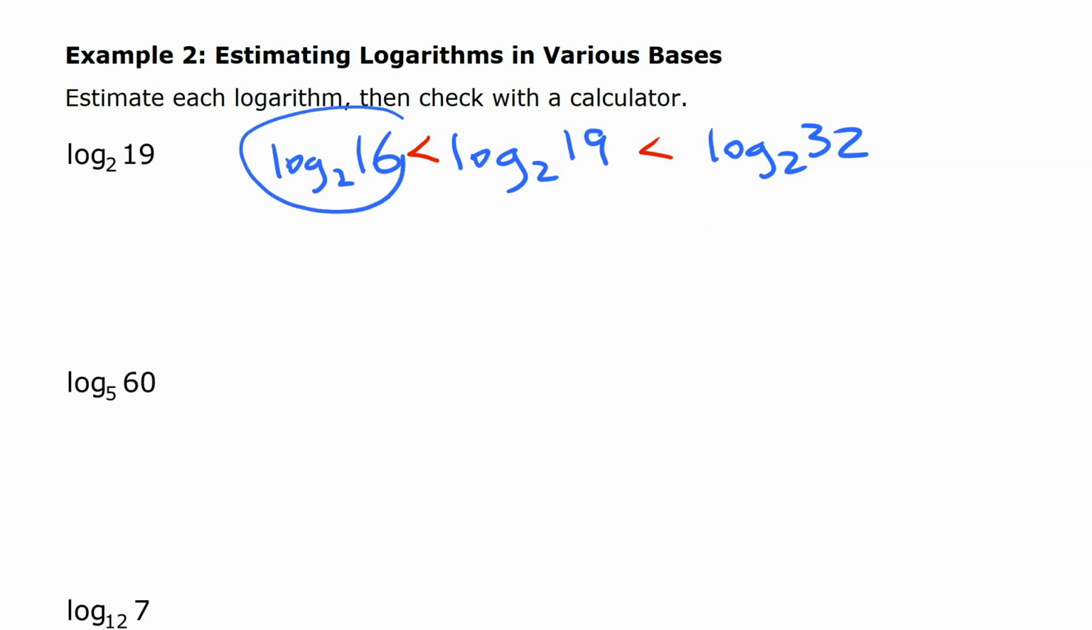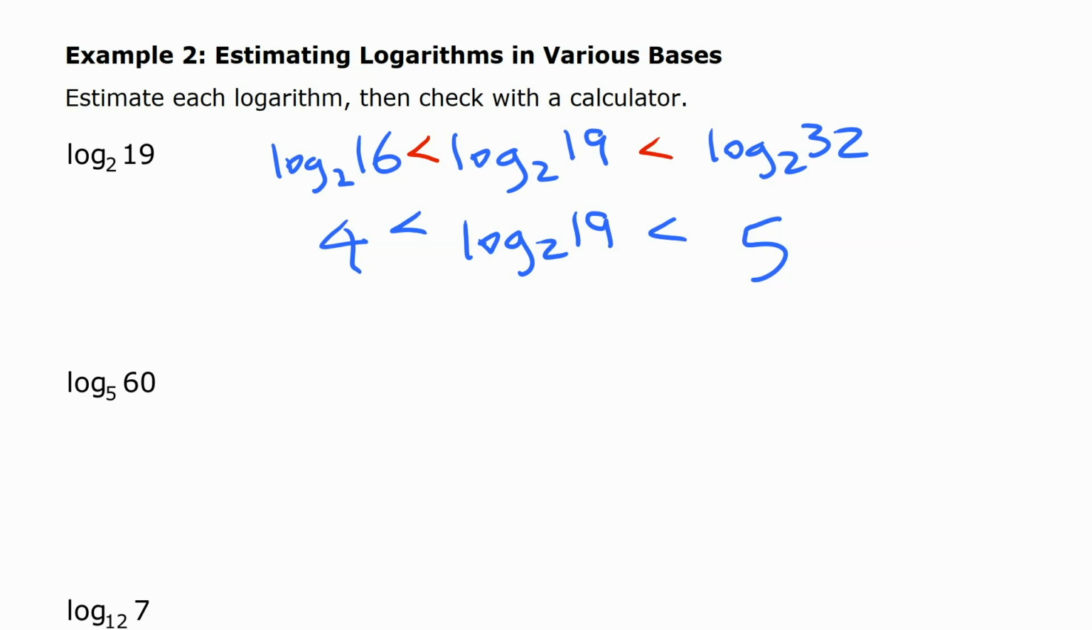So log base 2 of 16, 16 is 2 to the 4th, so its logarithm in base 2 is 4. 32 is 2 to the 5th, so its logarithm in base 2 is 5. So then this value here, log base 2 of 19, has to be between those two things.